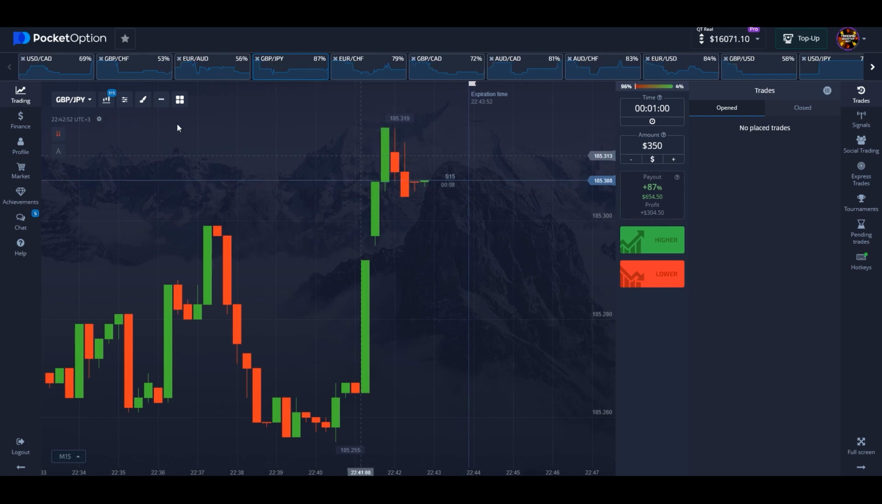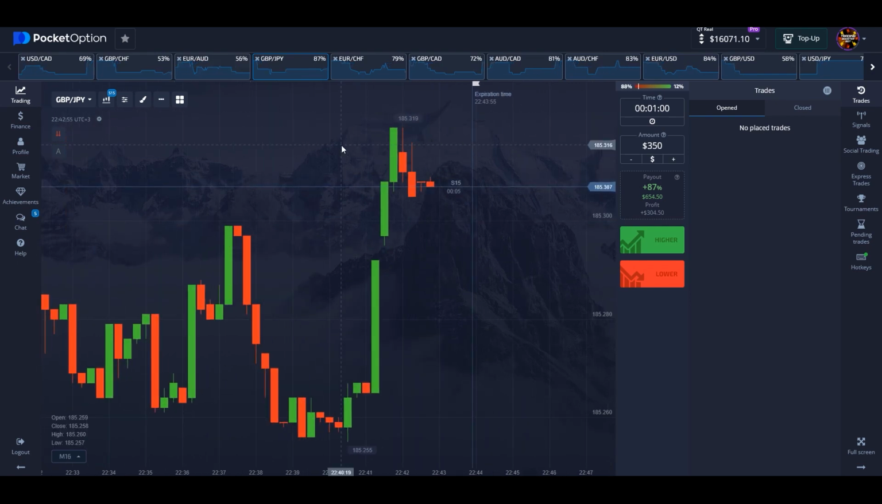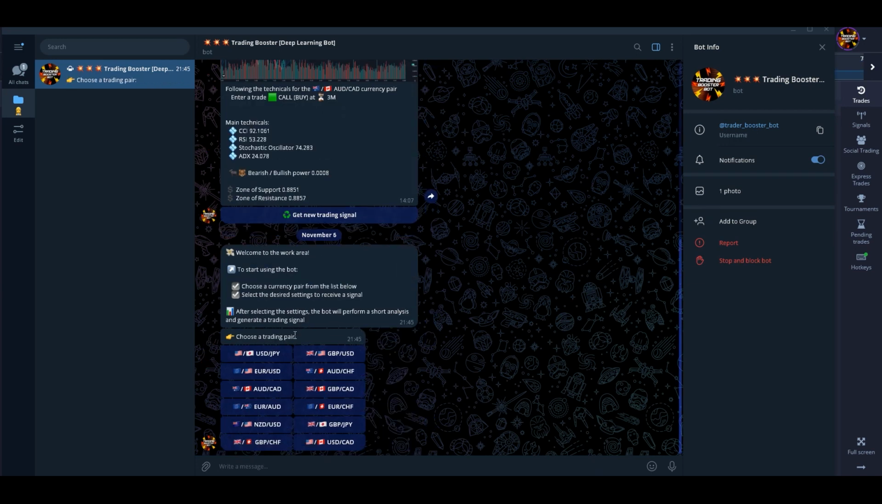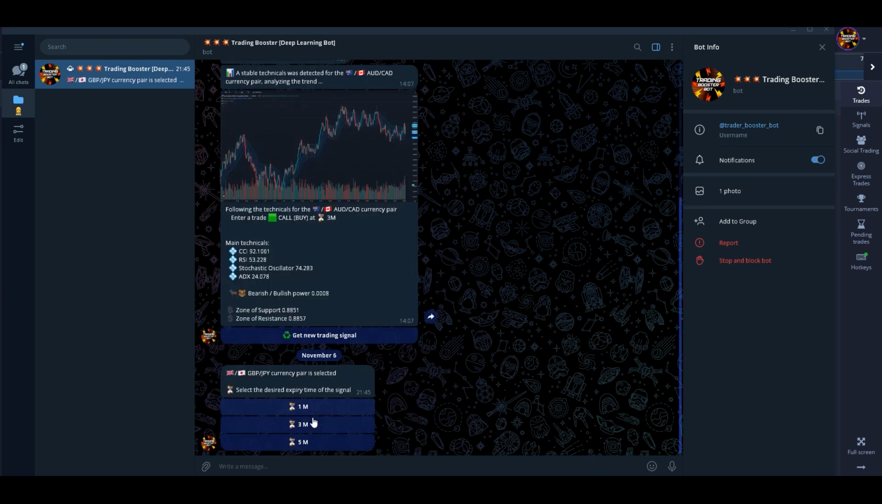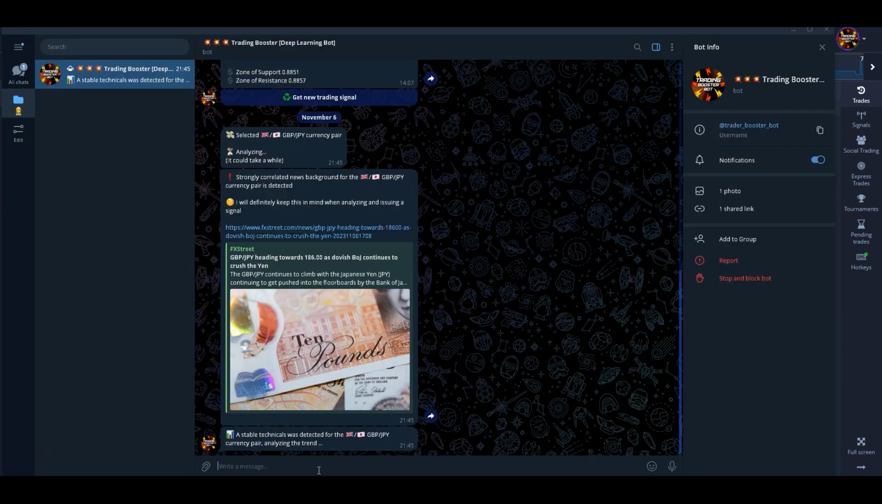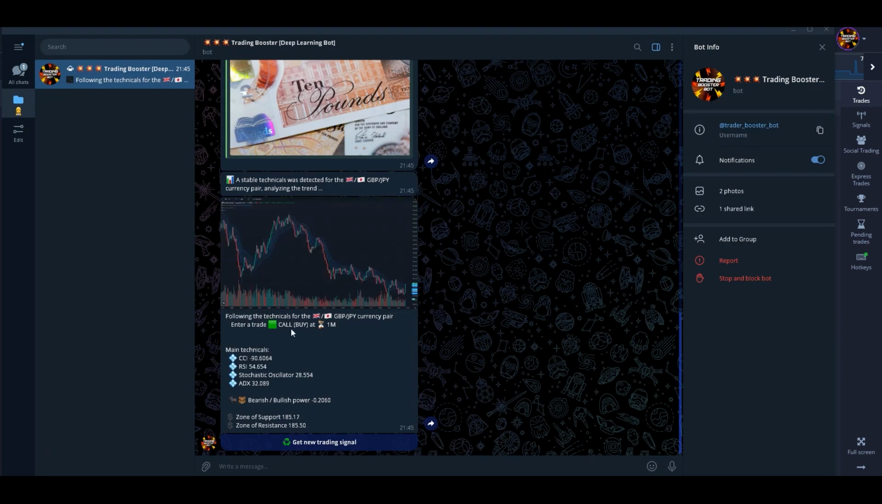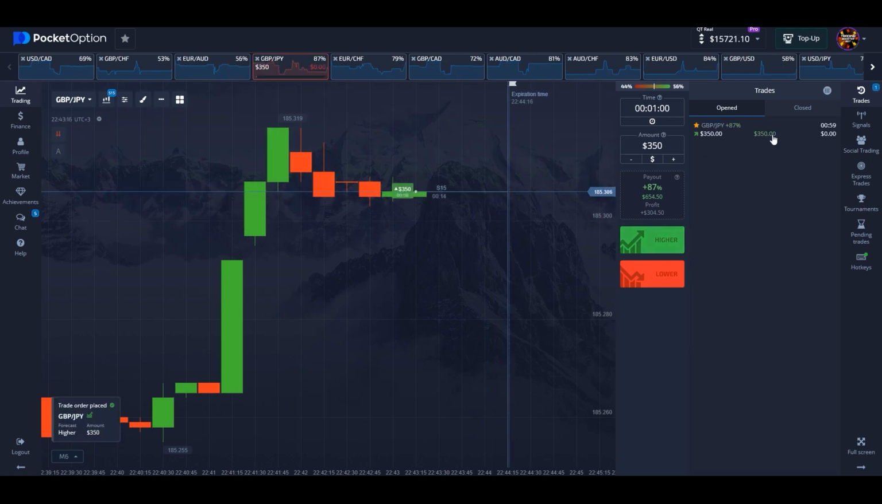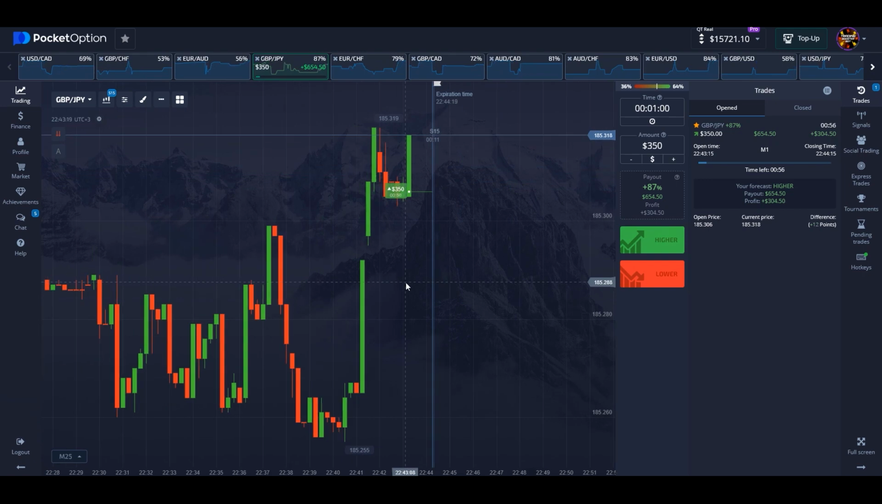Nothing to worry about. I give again the same pair, British pound, Japanese yen. I go to the bot again. Choose the trading pair and choose the time of the deal, 1 minute. And now I get a buy signal. Okay, I wait for a new candle and on the new candle I open a buy trade.